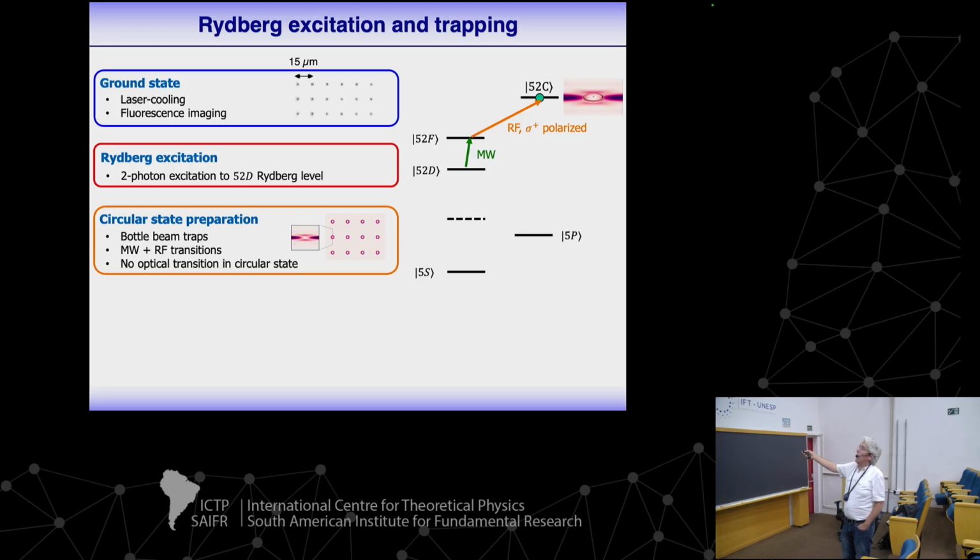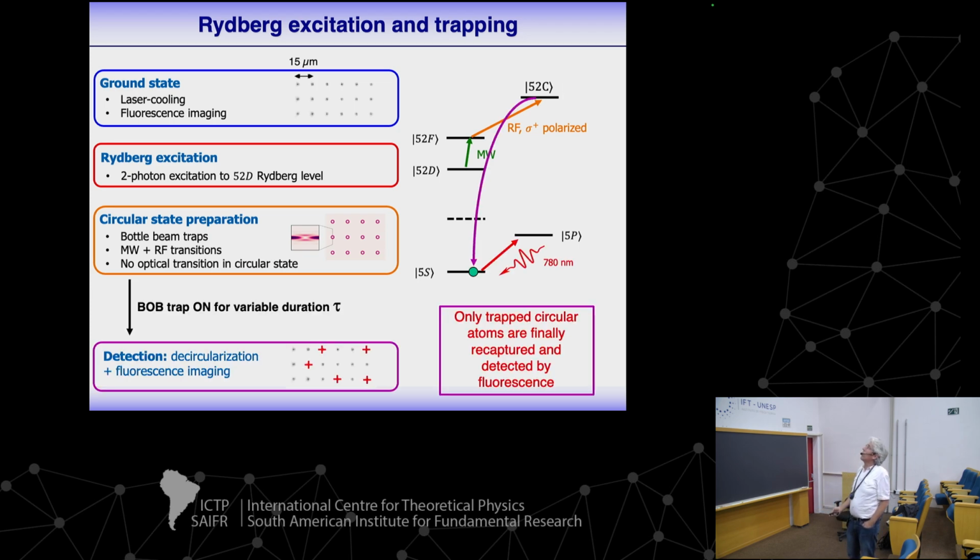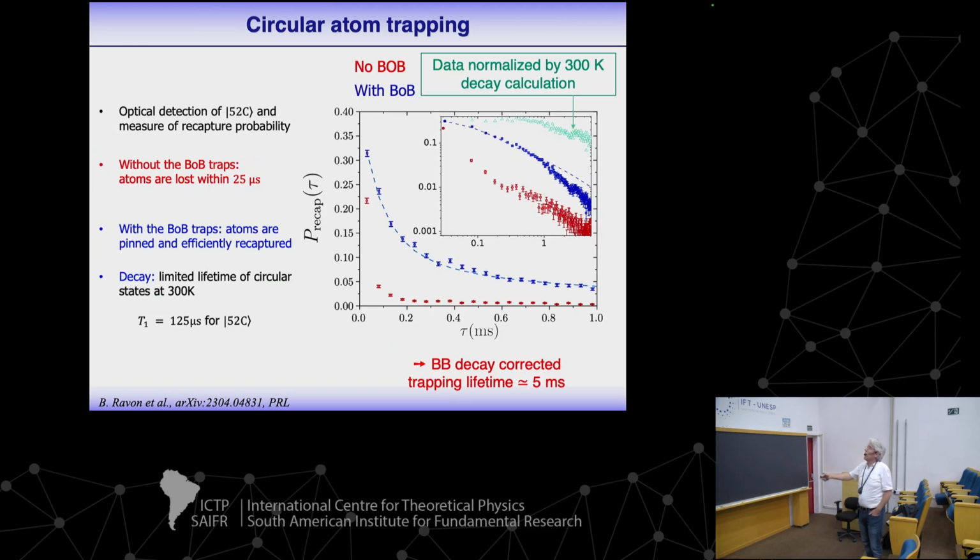Then we switch on the trap and wait for some time. And to demonstrate trapping, we just reverse the circularization process to selectively put back in the ground state only the atoms remaining trapped in the 52 circular level. And we look at the recapture rate of the atoms as a function of the duration of trapping. The lifetime measurement result is here. The red dots correspond to the variation of the number of recaptured atoms, which is the signature of the circular atom, as a function of time.